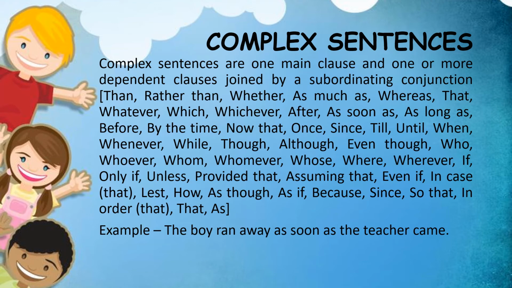So, if one main clause and one or more subordinate clauses are joined using these conjunctions, then these are called complex sentences. Now, if you look at the example, the boy ran away, the teacher came. These two are joined using as soon as. So the boy ran away is the main clause. As soon as the teacher came is incomplete, so that is the subordinate clause. We joined it using as soon as, which is a subordinating conjunction. So the whole sentence is a complex sentence.